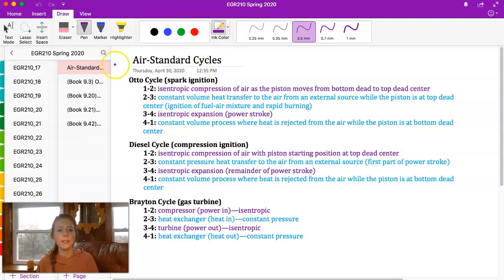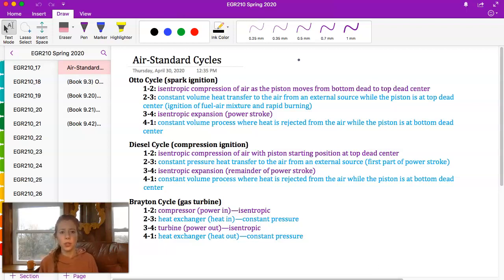So we're going to finish up this course by looking at the air standard cycles. We use these when we're dealing with engines. As you've seen, hopefully, in the other videos that you watched about different engines, there's the spark ignition engine and there's also compression ignition. In order to model spark ignition, we use the Otto cycle. And with the Otto cycle, we have our four processes.